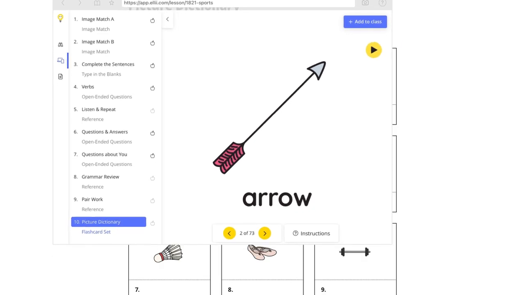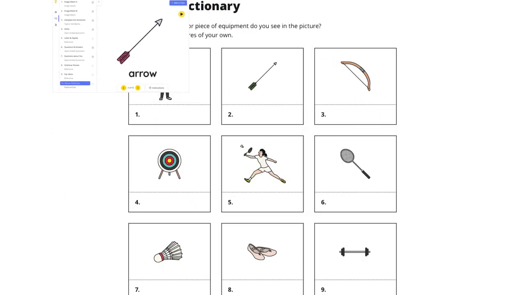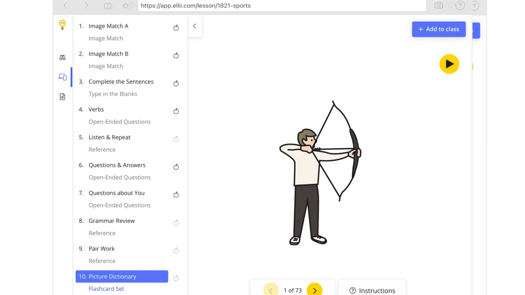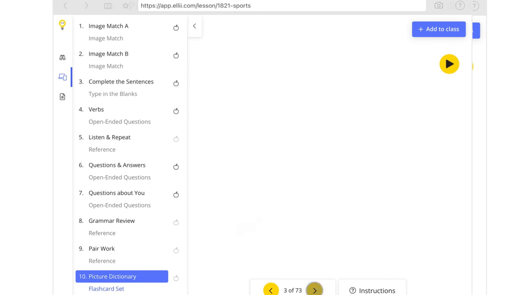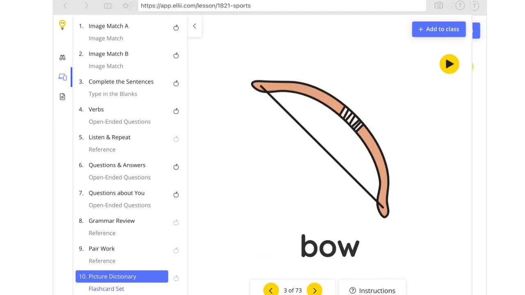All right, and I'm going to move this out of the way because what you're going to do next is write that word on your paper, arrow. So you're going to do just like Miss Smith is doing. And when I'm ready to write the next word, I can just click to the next word, click on that picture, bow, and listen to the word.